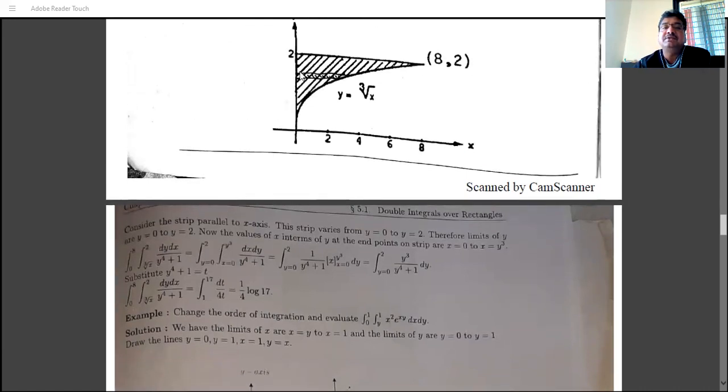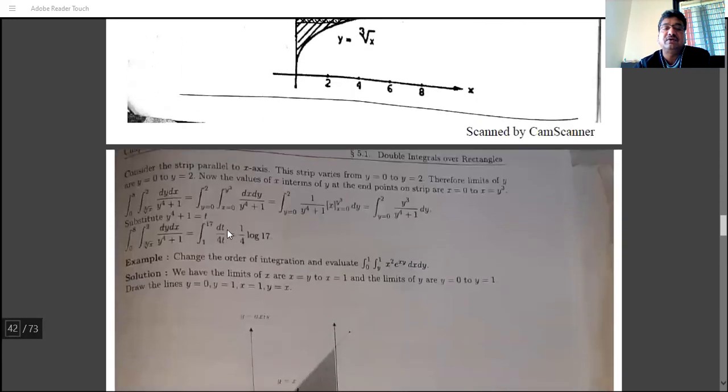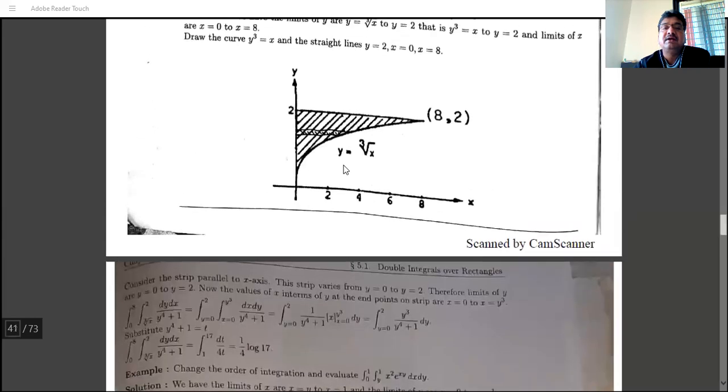One end of this strip touches the line x is equal to 0, the y axis. So x is equal to 0 is the lower limit. And the other end touches the curve y is equal to third root of x. Solving this, we have x is equal to y cube as the upper limit. And in order to cover this region, we have to move the strip from 0 to 2. So y is from 0 to 2.